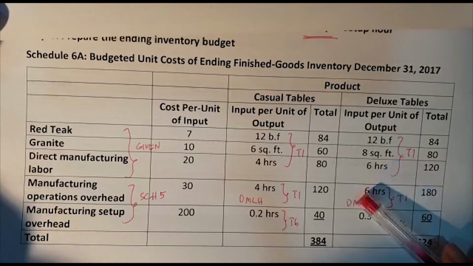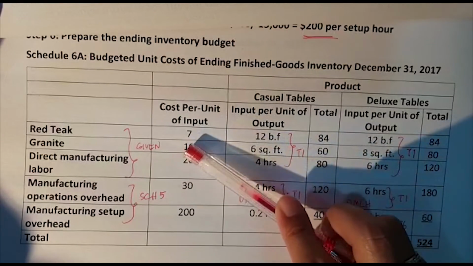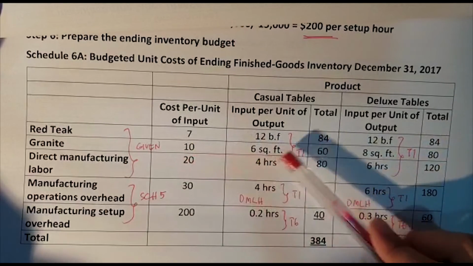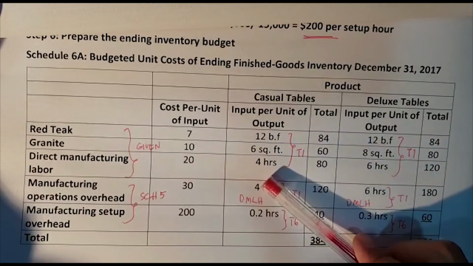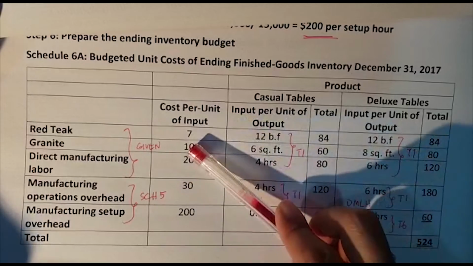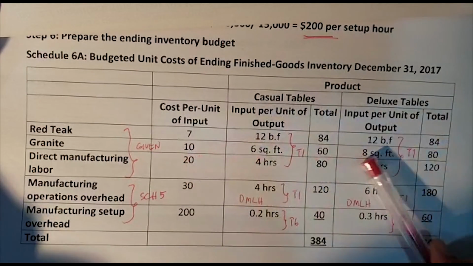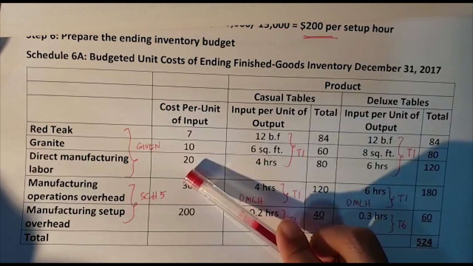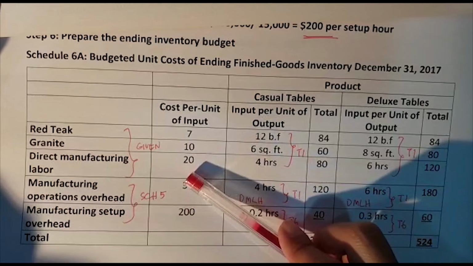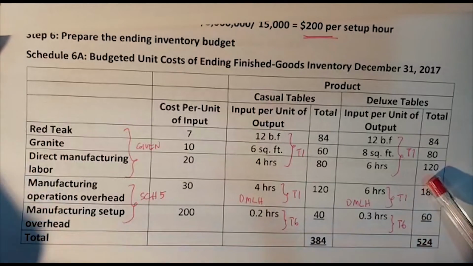Alright, and we just need to total them up, you know, like 7 times 12, we got here 84, 10 times 6, we got total of 60, 20 times 4 equal to 80. Similar to this, 7 times 12, we can get here 84, 10 times 8, we got here 80, 20 ringgit per hour, as in this case, times 6 hours, so we got here 120.